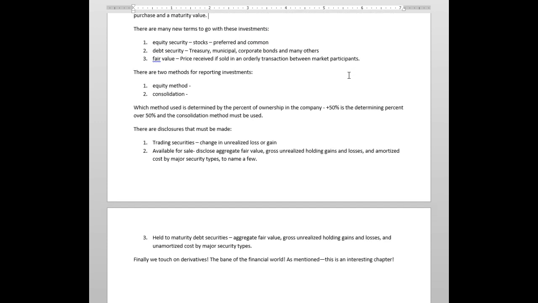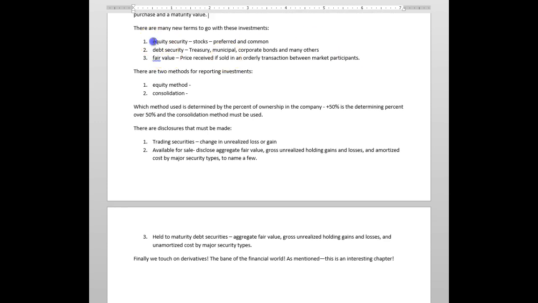There are some new terms you're going to be looking at. You've got equity securities, which are stocks, preferred or common. You have a debt security, which is a treasury security, a municipal bond, a corporate bond, and there are other securities that you could possibly pick up as an investment. And finally, this fair value keeps popping up. I think most of you already know what that is, but I'll cover it again. It's the price you would receive if you sold it in an orderly transaction between market participants. And the main thing is, it's what it's going to go for on the market if it's available.